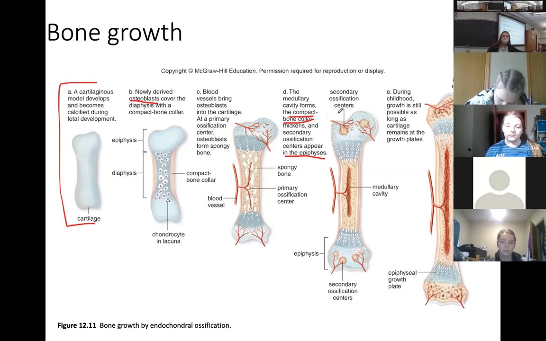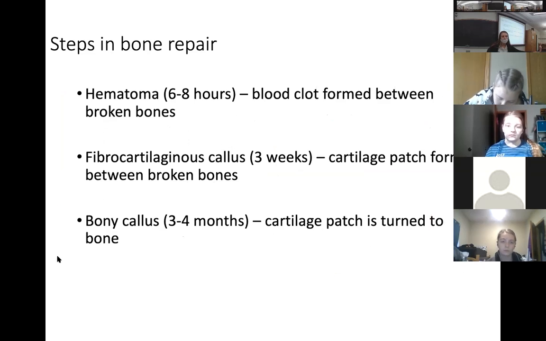All right, so the steps in bone repair are, there's three main steps. So you have a hematoma. Maybe you've heard of a hematoma before. This is essentially a blood clot that is formed between the broken bones, and I'll show an image here in the next slide that'll be a little bit more descriptive.